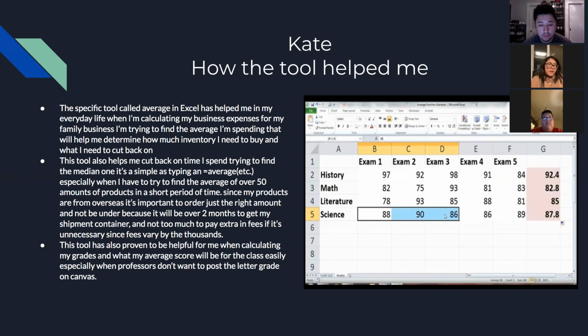But then there was a month where we were low on what we needed, and we ended up not making as much money as we could have. So finding the mean is very important for our business.